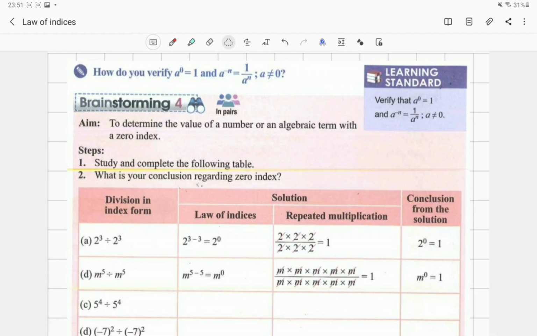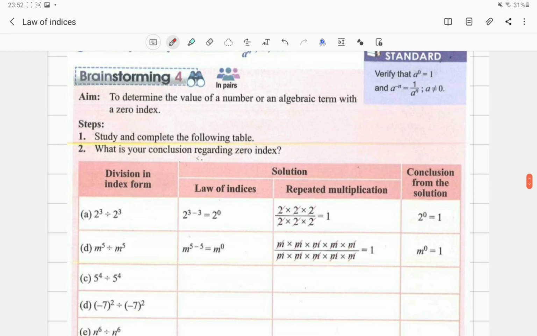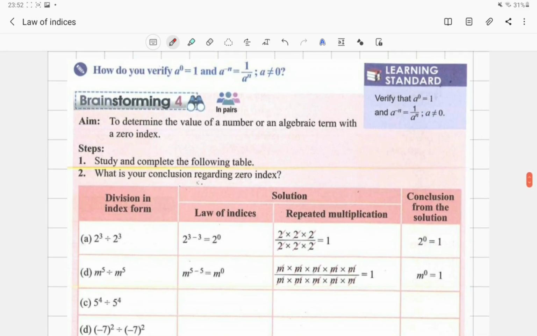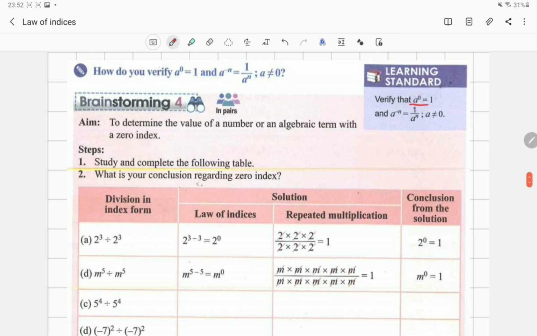Now we continue to brainstorming 4. How do you verify a to the power of 0 equals 1 and a to the power of negative n equals 1 over a to the power of n, where a cannot be 0? The aim of this brainstorming 4 is to determine the value of a number or algebraic term with a 0 index. So kita nak tengok sama ada betul ataupun tidak a power of 0 is equals to 1. Dan satu lagi kita nak tengok a to the power of negative n, is it equals to 1 over a to the power of n.